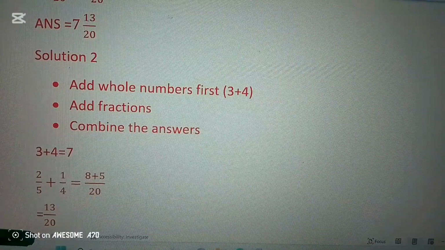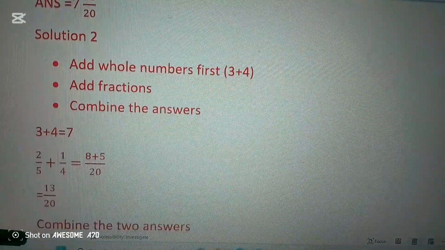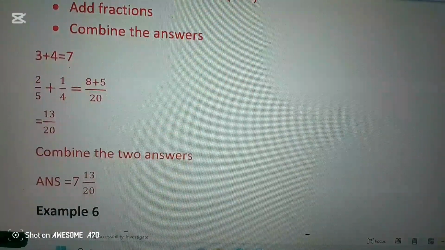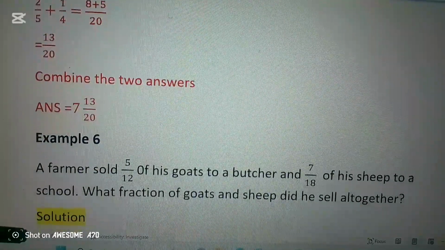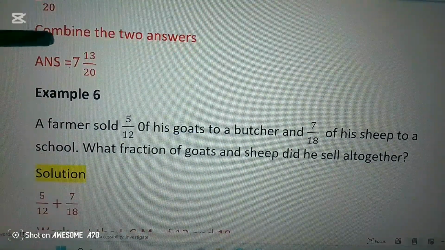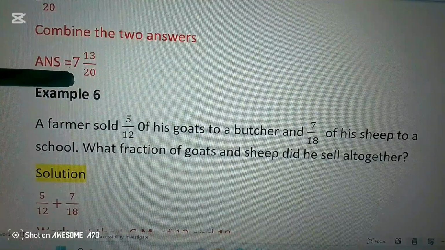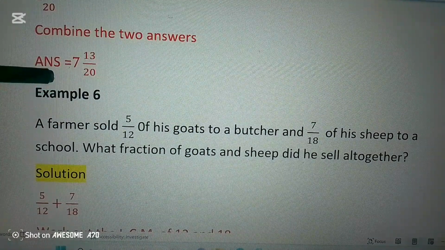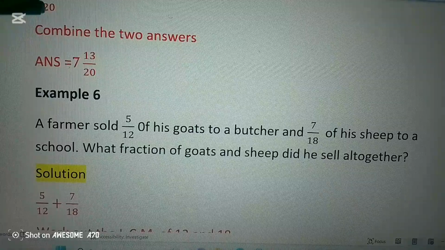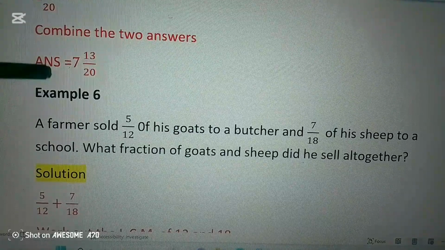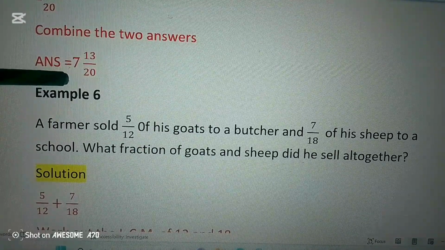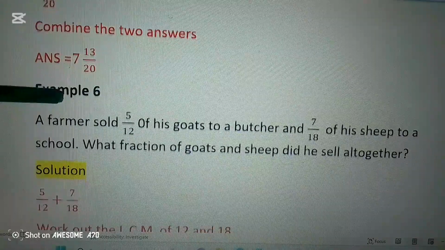So the method that you're going to use depends on how you have understood it. Okay. Look, combine the two answers. Just combining it. Or even adding 7 plus 13 over 20. If you add 7 to 13 over 20, you're going to get this.